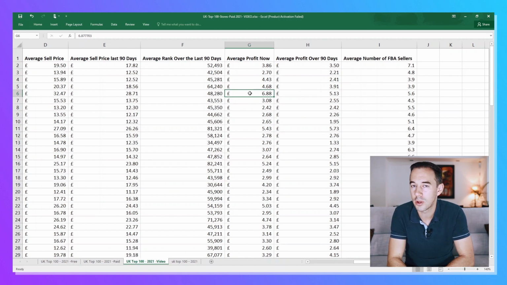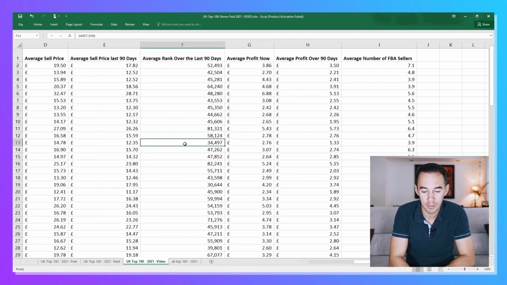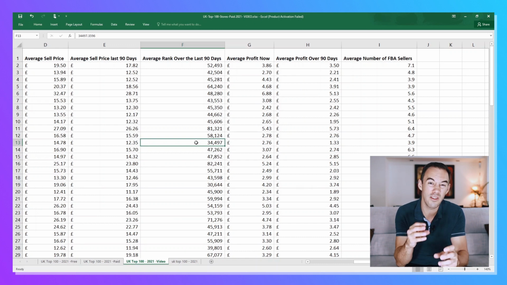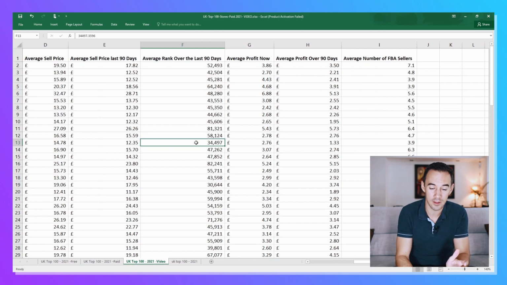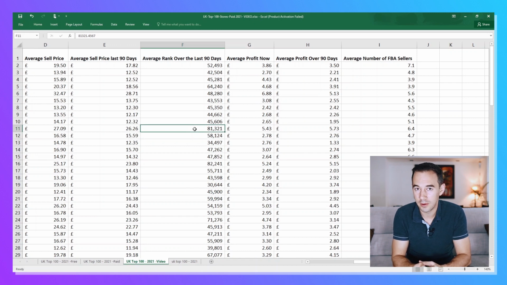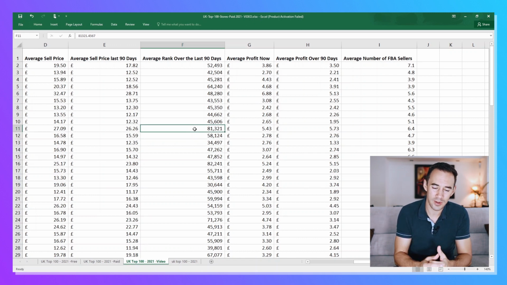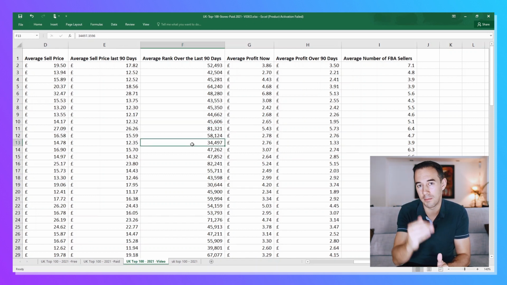Now, the other one might be that you're looking to be a faster seller. So you're going to be looking at rank average over the last 90 days, and you're going to be looking for low numbers, lower the better. So you can see here, this supplier has an average rank of 34,000. So that means that generally speaking, the products that we buy or the deals that we source from that supplier sell faster than, let's say, for example, this supplier, where it's 81,000. That means that this is a slower selling supplier. This one here is a much faster selling supplier because the rank number is lower.